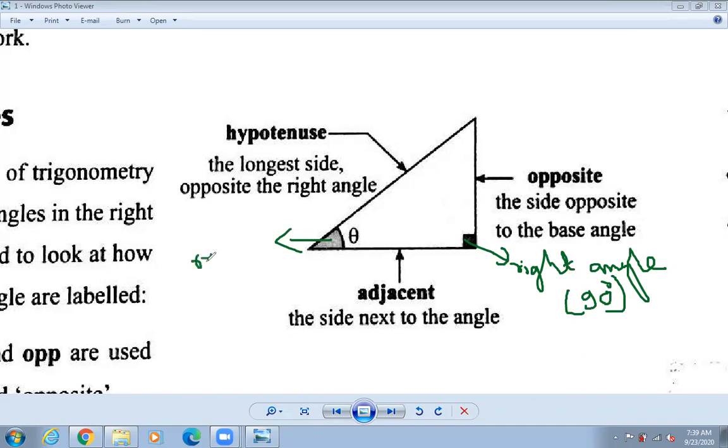What do you call it? Reference angle. Okay, so this one is 90 degree and this one is the reference angle.